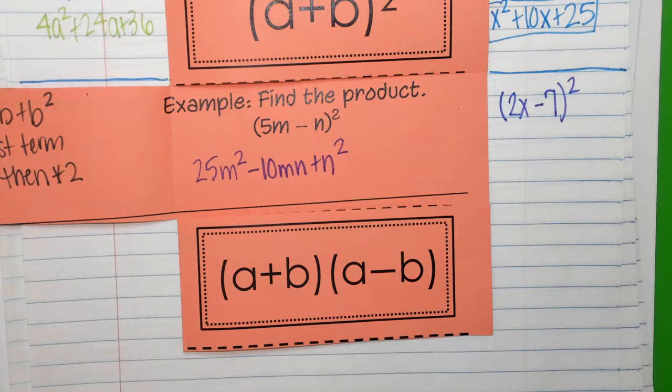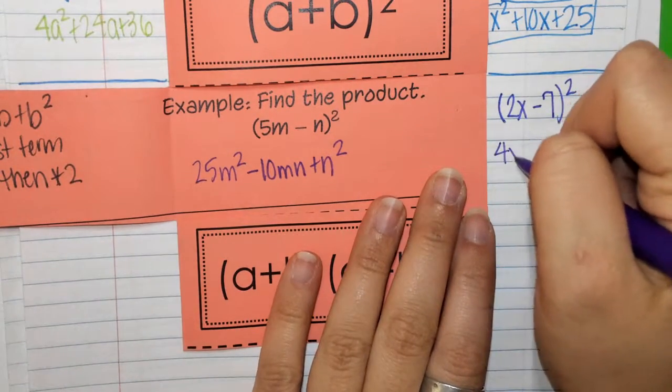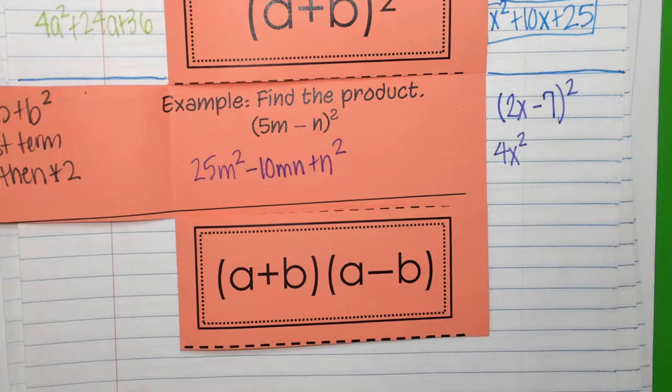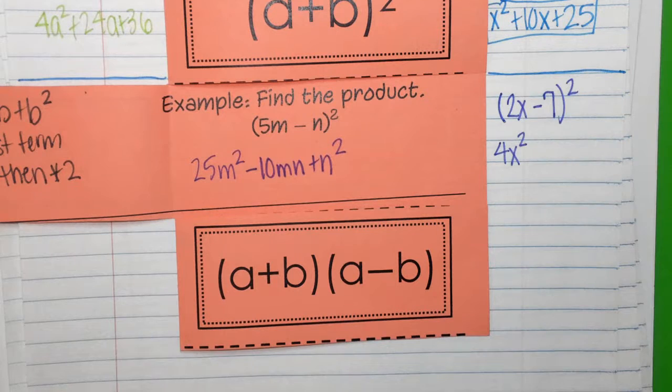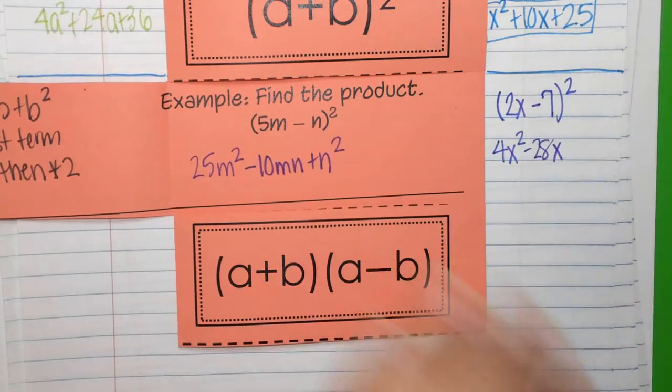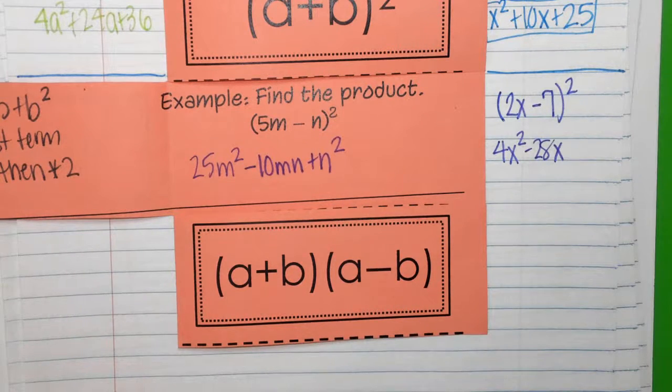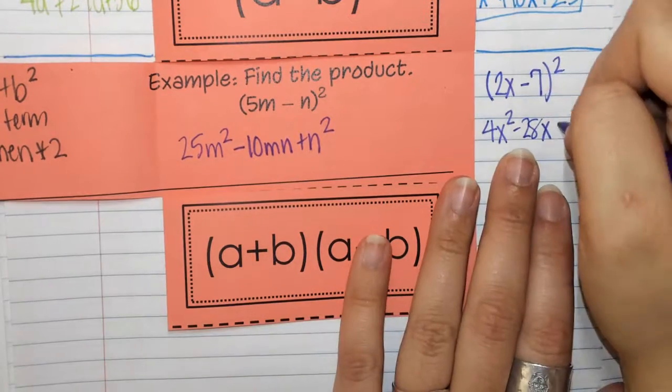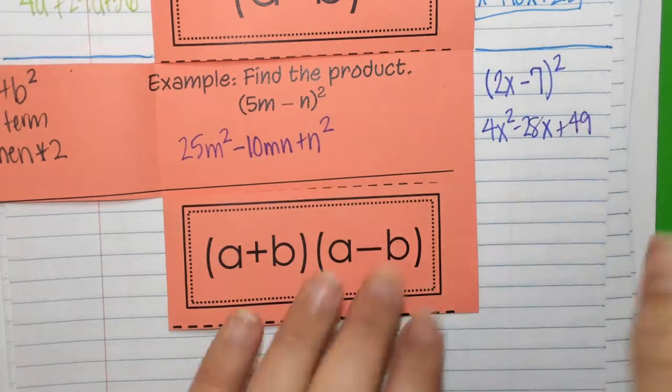So the first thing we do is we square the first term. Our first term is 2x. So if we square 2x, what are we going to get? 4x squared. Look at us go. It's like we've learned something. Next, we're going to multiply a times b, then times 2. So what's 2x times negative 7? And then what's that times 2? 28x. Then we're going to square 7. What's 7 squared? And you're done.